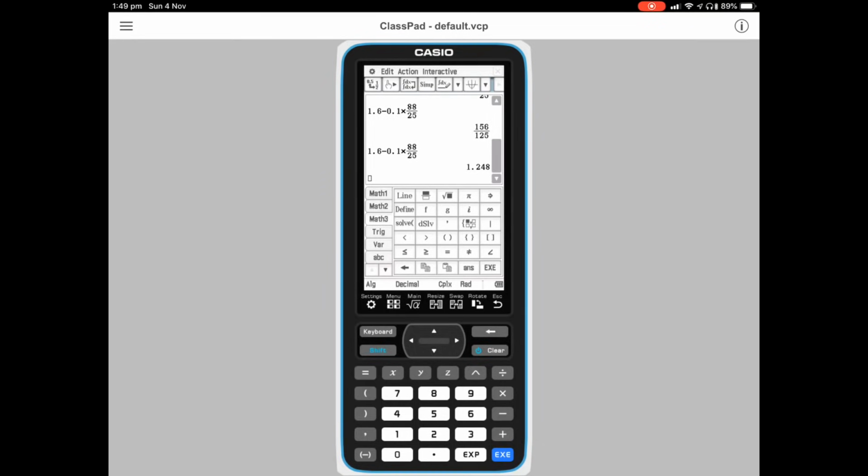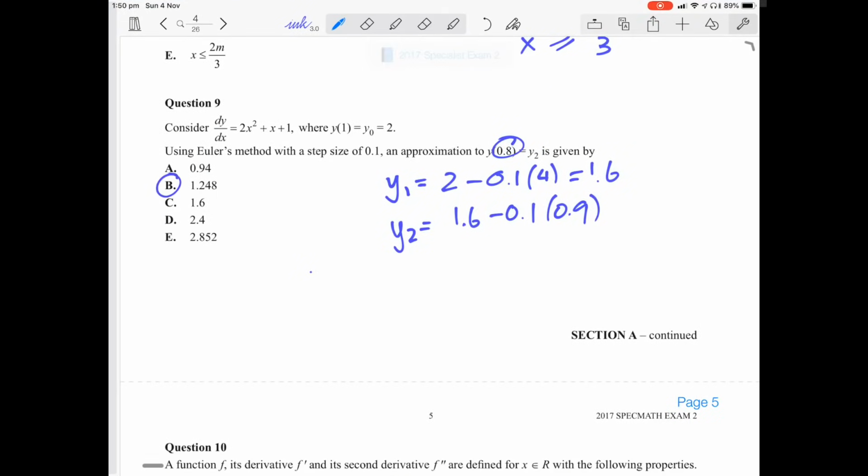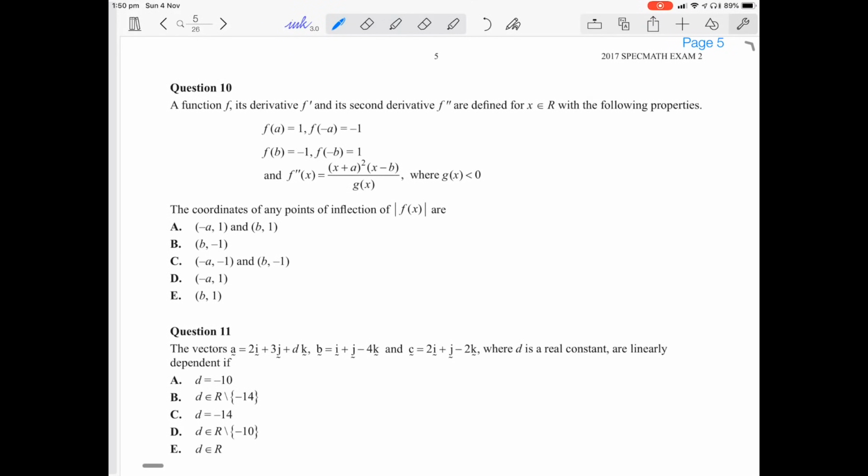156 on 25, 1.248. There's our answer. Okay. Going a bit slow here, I think. Brain's not working today. Okay, what does it tell us?